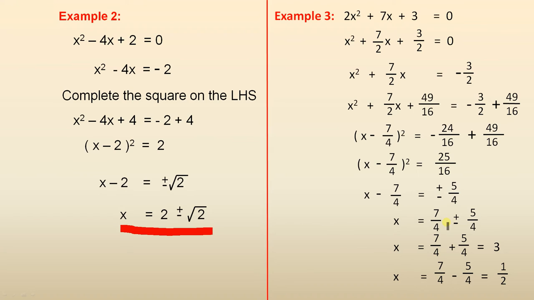So we add 7 on 4 to both sides, so x equals 7 on 4 plus or minus 5 on 4. So if x equals 7 on 4 plus 5 on 4, that gives us 12 on 4, which is 3. And this line, 7 minus 5 is 2, so 2 on 4 is a half. So here are the two answers to the quadratic equation.